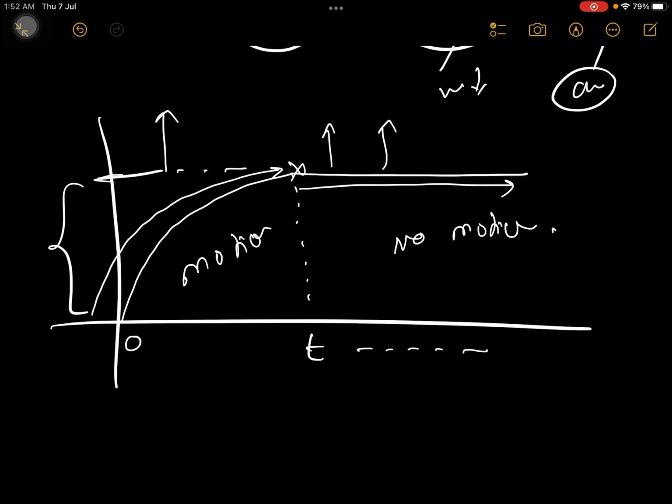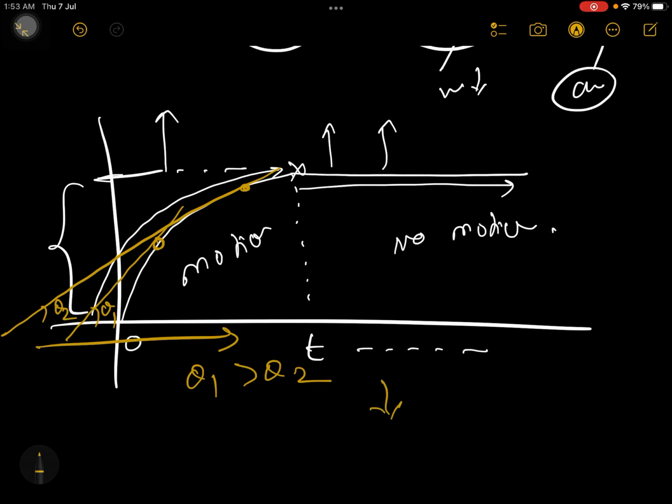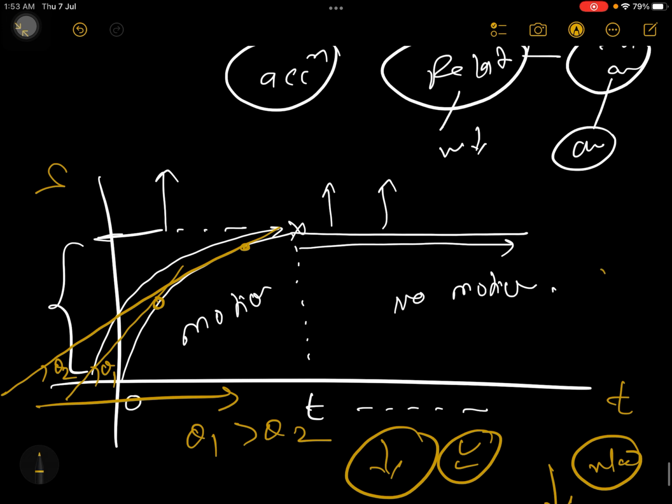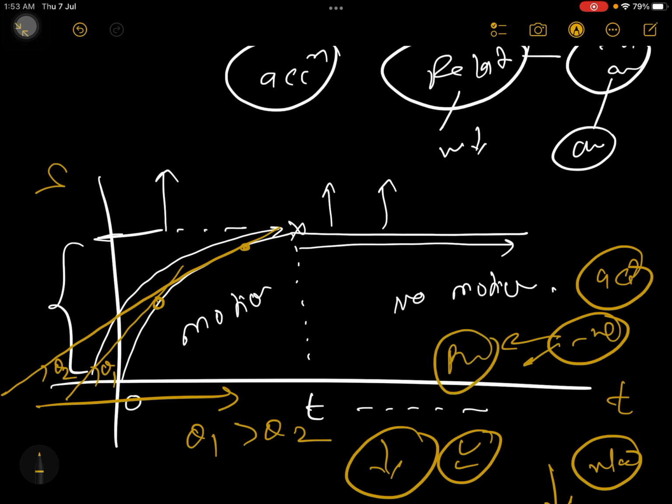Based on this you can think about your slope also. How will you think about slope? At this point if you draw the slope, that will be this angle. At this point if you draw the slope, that will be this angle. So you can clearly see the first angle theta 1 is more than theta 2. It means now if you're going in the time direction, your slope is decreasing. In the ST graph, slope means velocity. Velocity is decreasing. Velocity decreasing means acceleration is negative. That is known as retardation. Okay, so I hope it's very clear.